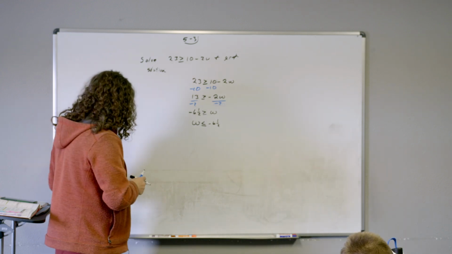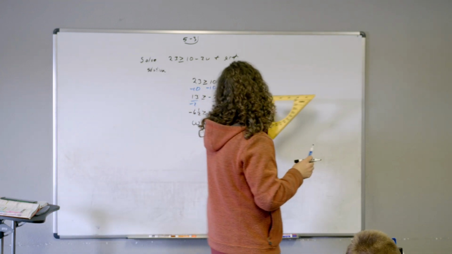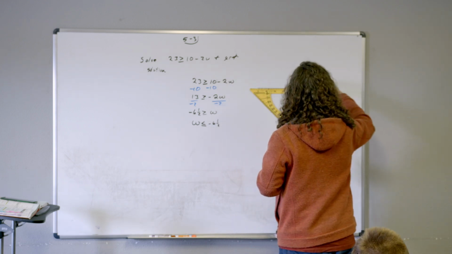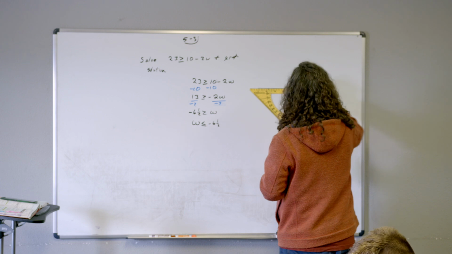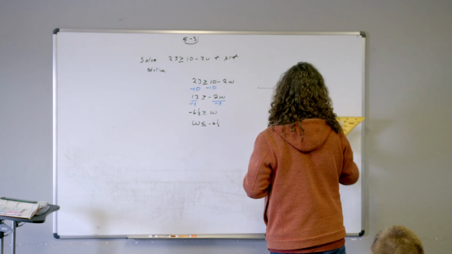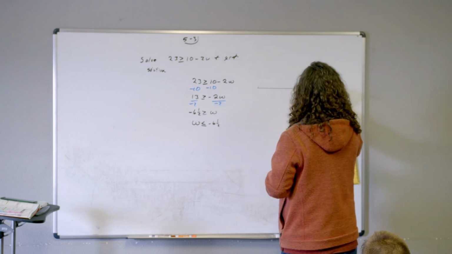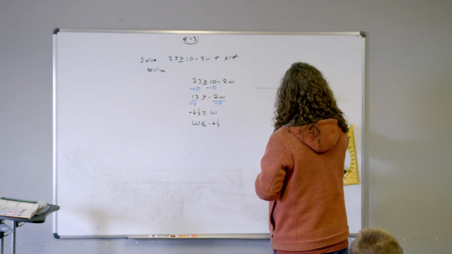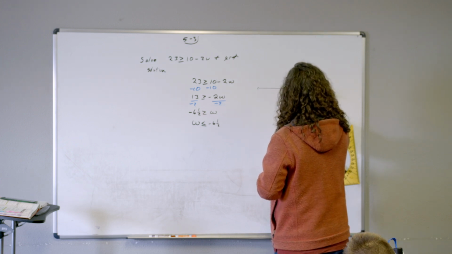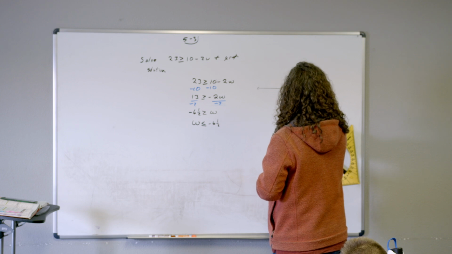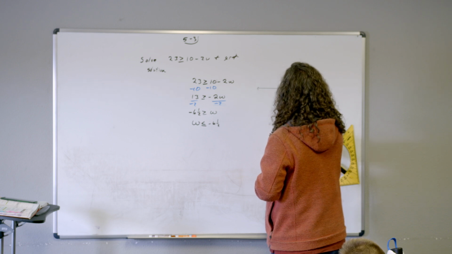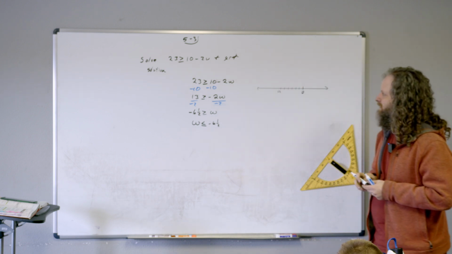Then we are going to graph it. How do we graph it? We use a number line. That's true. How do we graph it? Okay. 0, negative 1, 2, 3, 4, 5, 6.5. Then what?